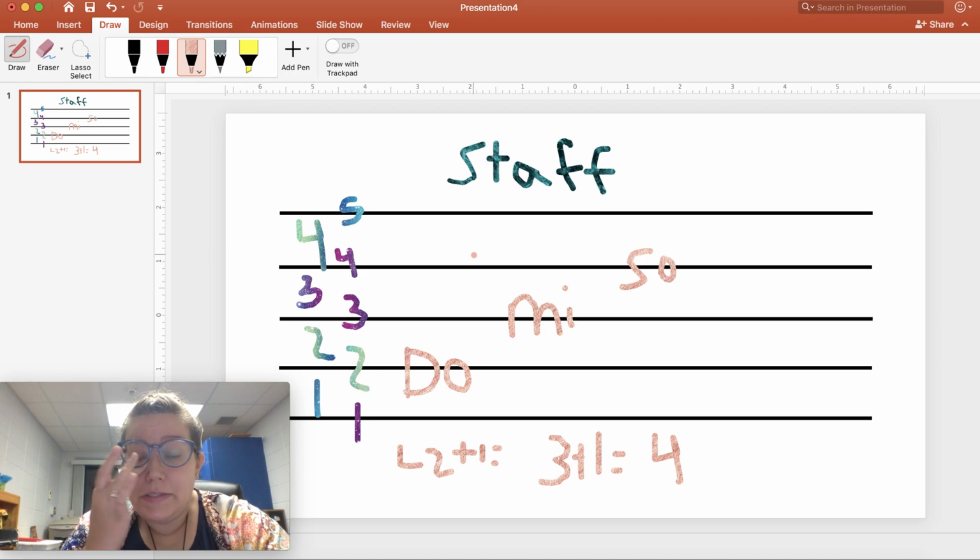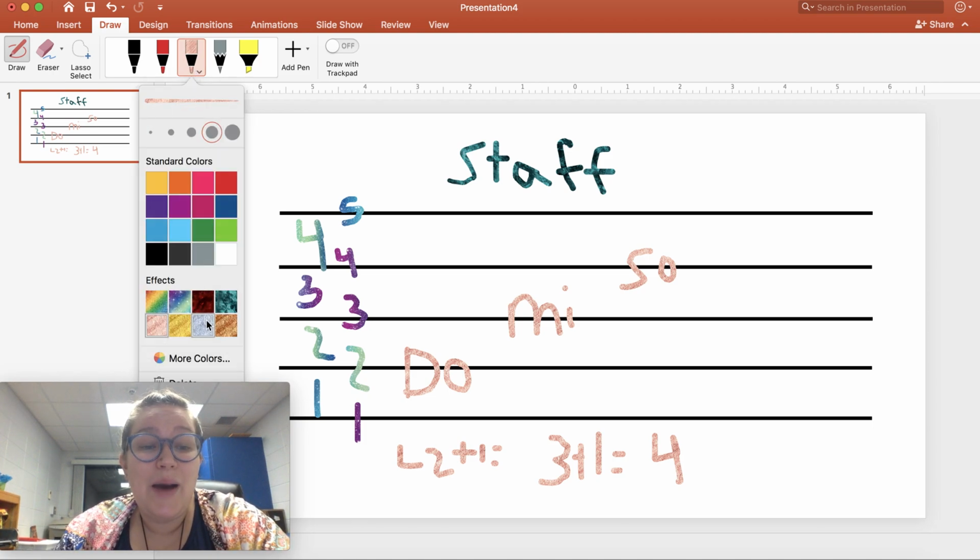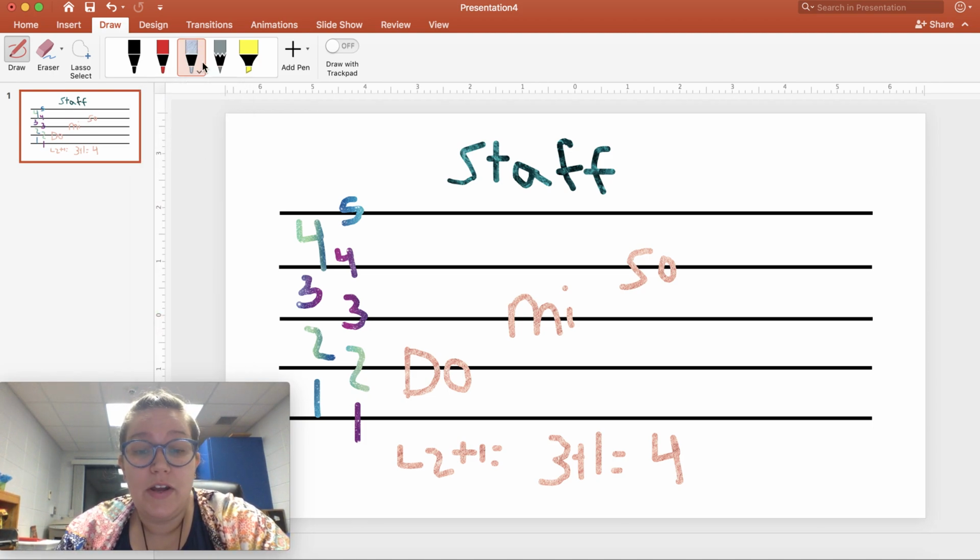Then we have 2 friends that don't look like mi or so or do. They are the opposites. And these opposite friends would be on a space when do, mi, and so are on a line, and on a line if do, mi, and so are on a space. And they are re and la. La likes to be the tallest friend in class and likes to be at the end of the caboose, right next to so. So is on line 4. La is on space 4. They're next door neighbors.